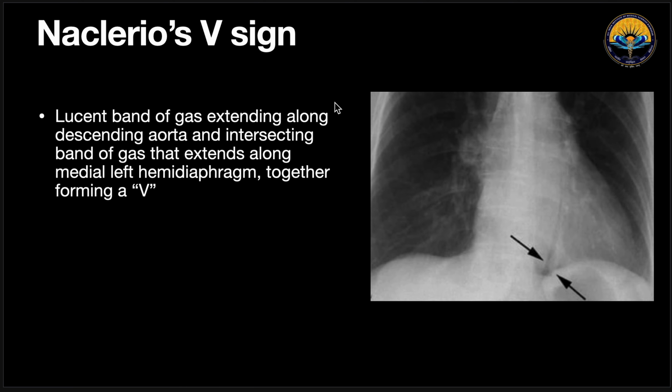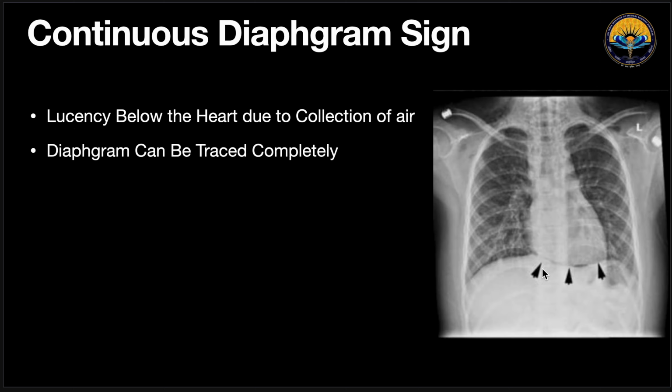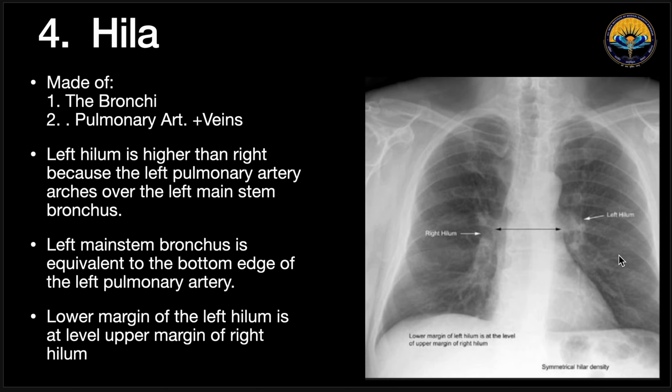Second is the Naclerio V sign. Here we can see a loosened band of air forming a V, and this is the Naclerio V sign. Next we have the continuous diaphragm sign. Here we can see there is continuous air below the level of the heart, and this gives an appearance of a continuous diaphragm, and this is the continuous diaphragm sign.